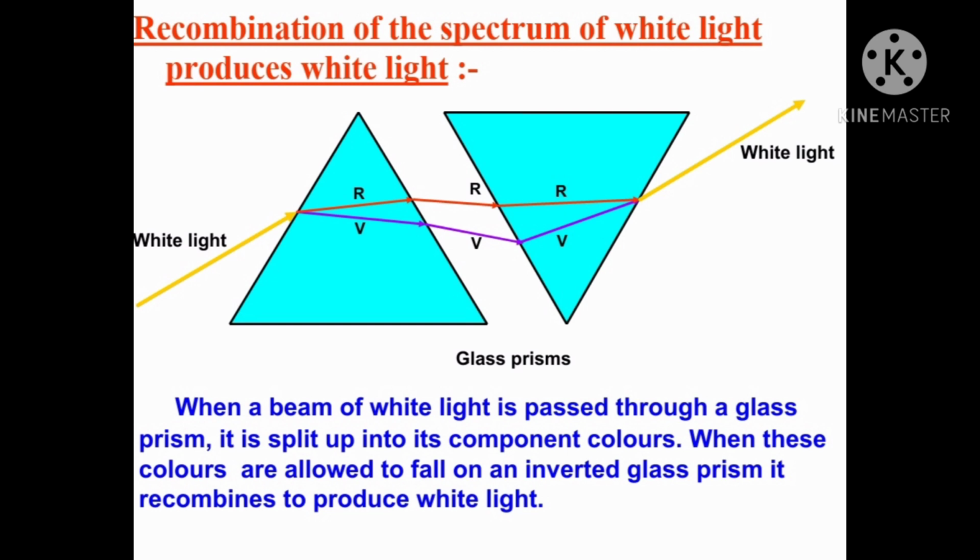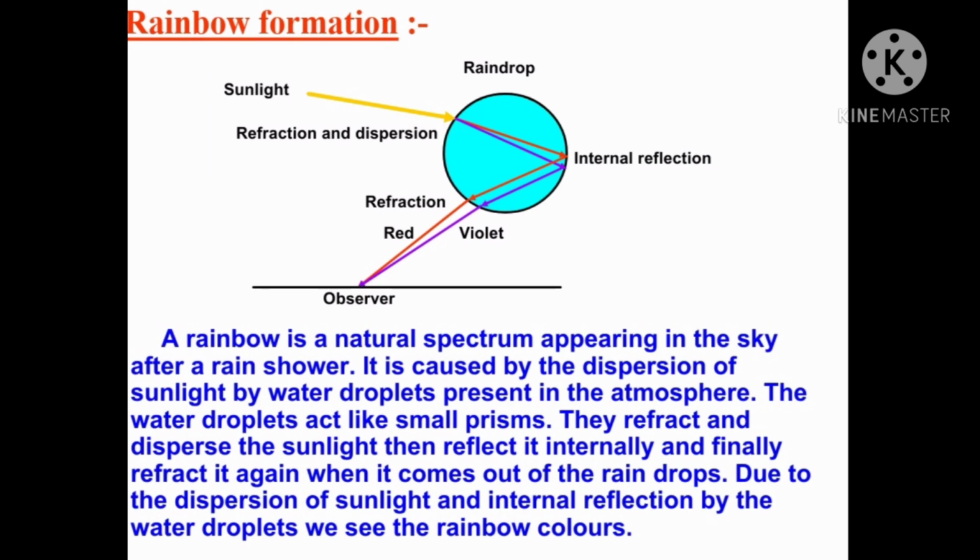Now see another beautiful phenomenon, which is rainbow. Rainbow is a natural spectrum which appears in the sky after a rain shower. It is caused by the dispersion of sunlight by tiny water droplets which are present in the atmosphere. A rainbow is always formed in a direction opposite to that of the sun.